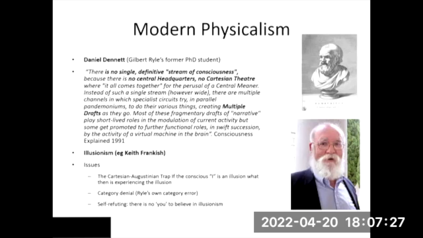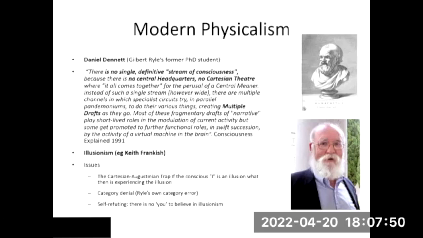So what are the issues with physicalism? In other words, denying the separate existence of this other realm, the realm of the mind? Well, the first thing I would say is what I call the Cartesian Augustinian trap. The first cogito, in fact, was by Augustine 1200 years before René Descartes, but I haven't got time to go into that.